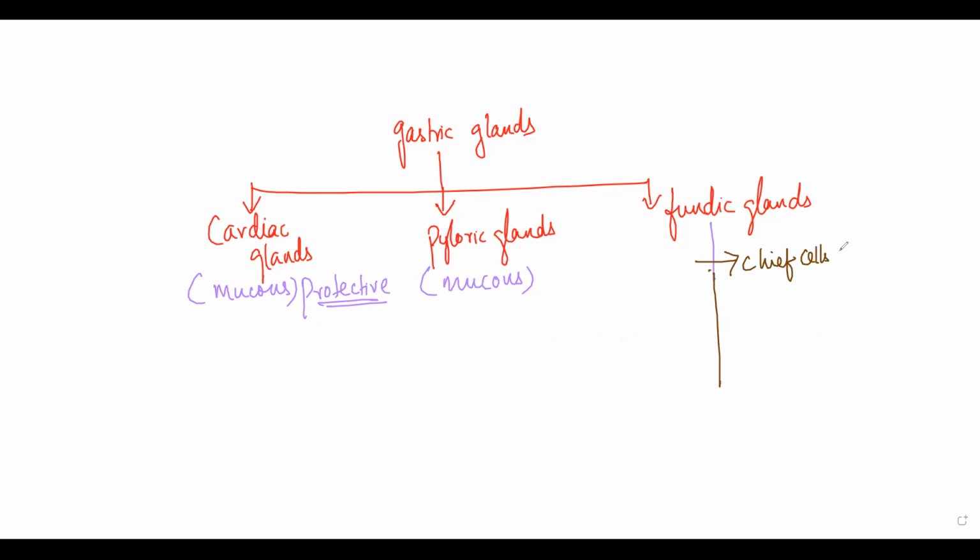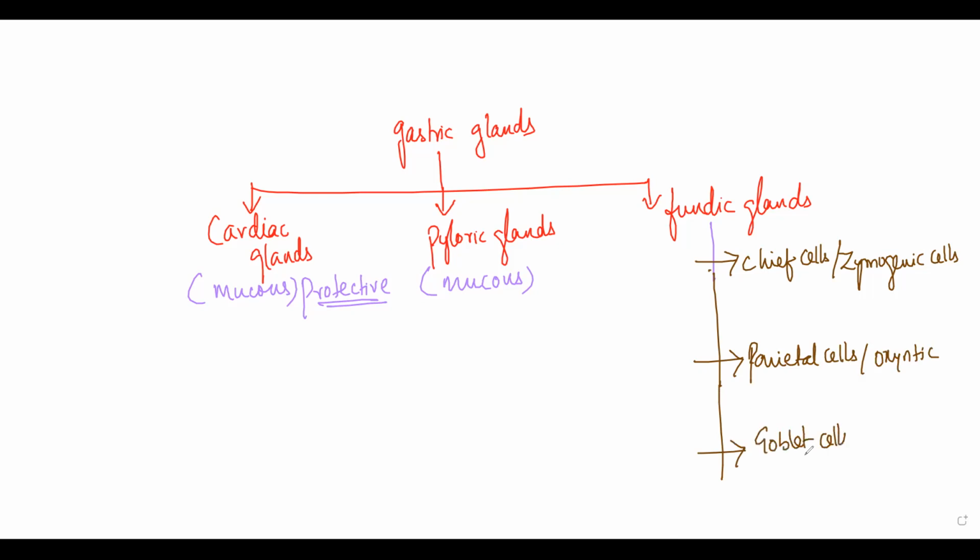The chief cells are also called zymogenic cells because they secrete the enzymes. Next we have the parietal cells, which are called oxyntic cells. Next we have the goblet cells, the mucus cells that you could see in the slide. And next we have the gastroendocrine cells called argentaffin cells, which can also be seen in the small intestine. Even in the intestinal glands we can see the presence of argentaffin cells.